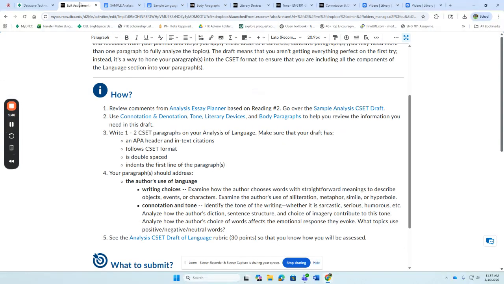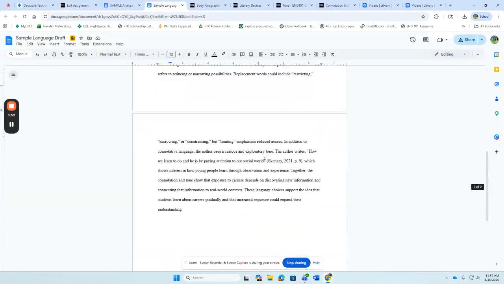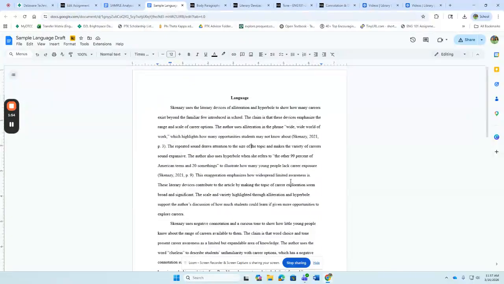The next thing that you're going to do is take a look at the draft. So go ahead through the sample here and take a look and see how does this person go from here to here and explain the information. How do they tie all of this together?